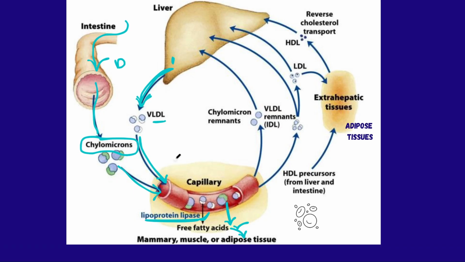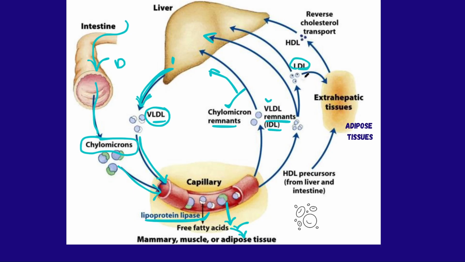Again, after the breaking down of the VLDL, some of the remnants are released. Okay, so here the chylomicrons are also broken down. Some of the remnants, that means the leftovers. After the breaking down of the VLDL and the chylomicrons, the leftovers are released. These leftovers are reaching back to the liver. You can see here the chylomicrons reaching back to the liver, and VLDL is also reaching back to the liver. Or these remnants, these leftovers, will convert into the LDL.